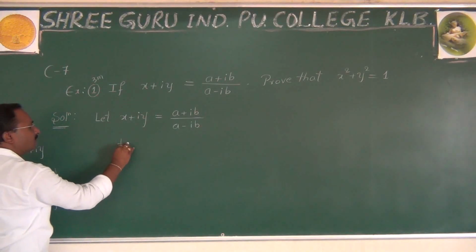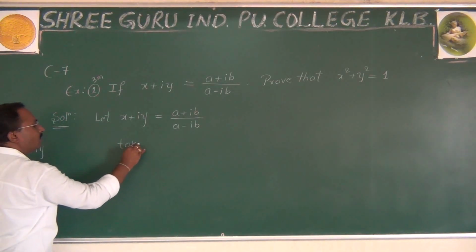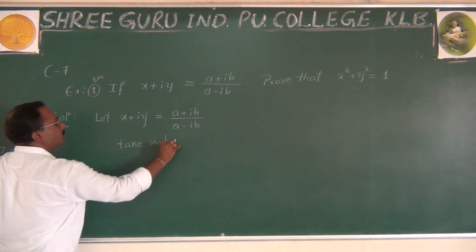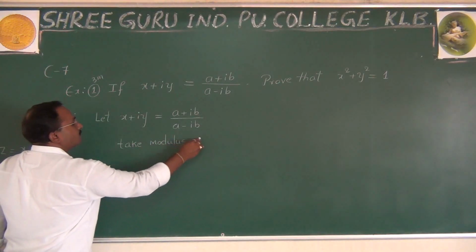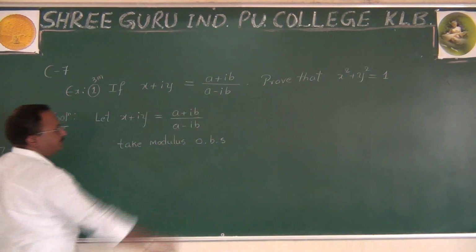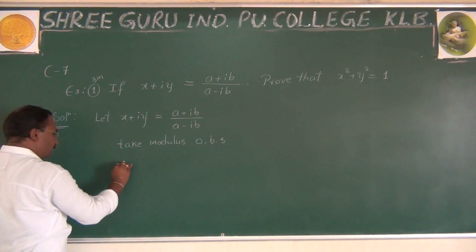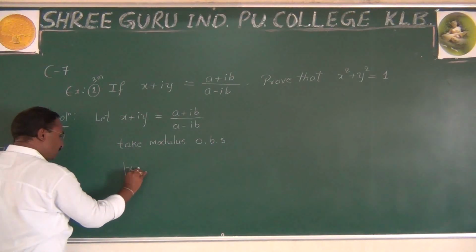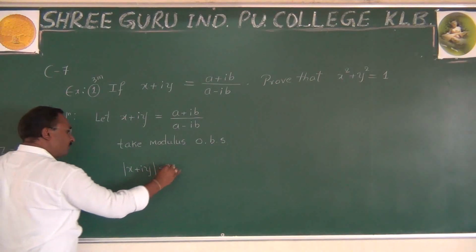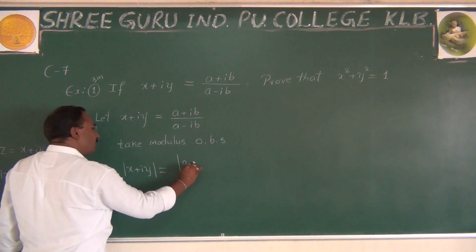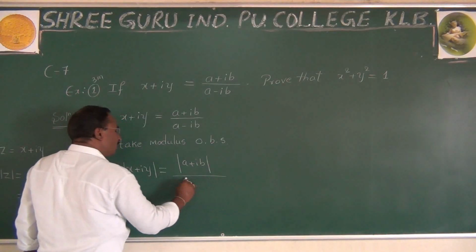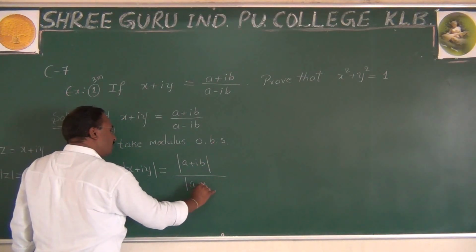Take modulus on both sides. Modulus of this, x plus iy, is equal to modulus of a plus ib divided by modulus of a minus ib.